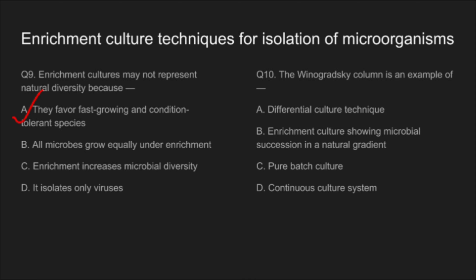So what do they exclude? They exclude slow growers or minor population of the microbes. Question 10. The Winogradsky column is an example of A. Differential culture technique, B. Enrichment culture showing microbial succession in a natural gradient, C. Pure batch culture, D. Continuous culture system. The correct answer for this question is enrichment culture showing microbial succession in a natural gradient.